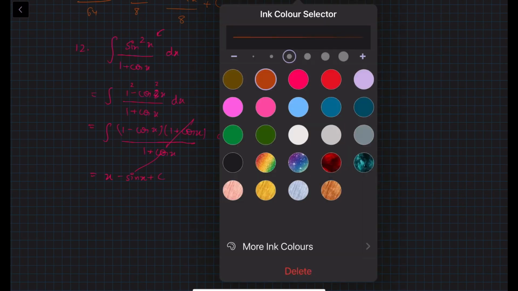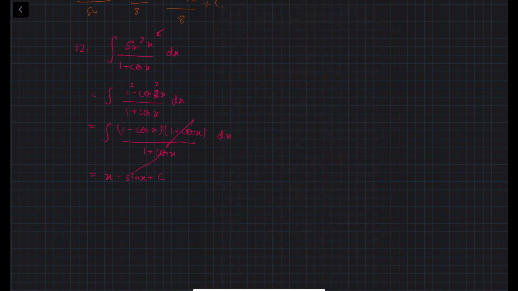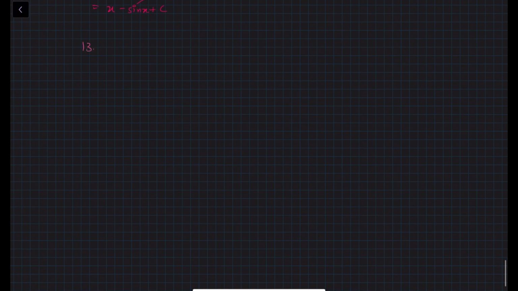All right. So for the 13th question is the integral of cosine 2x minus cosine 2 alpha over cosine x minus cosine alpha dx. I want you guys to mark this particular question as important. In this question, you want to memorize this approach, by the way.